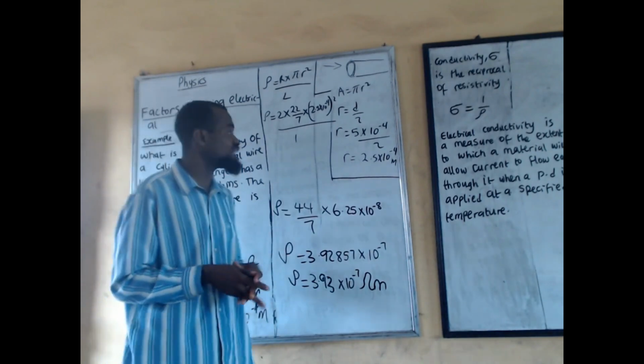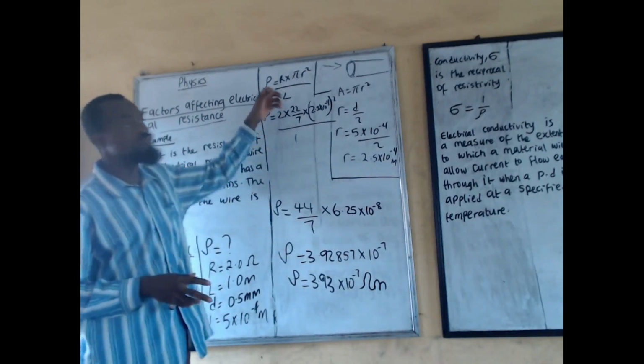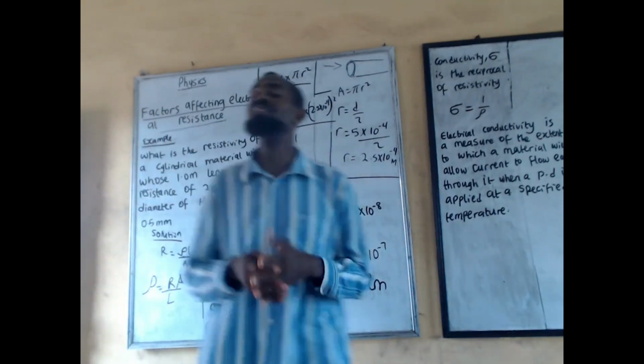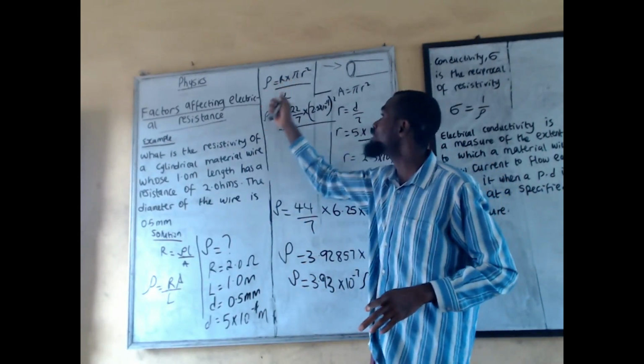Once we divided it by 1000, we divide it by 2 again to give us the radius. And with that, we are good to go. The formula for resistivity was this. We change this from this to this. We can go and get the area. Area was pi r squared.